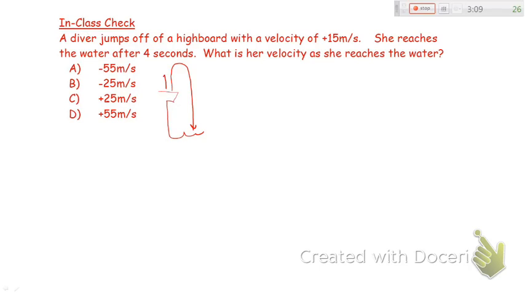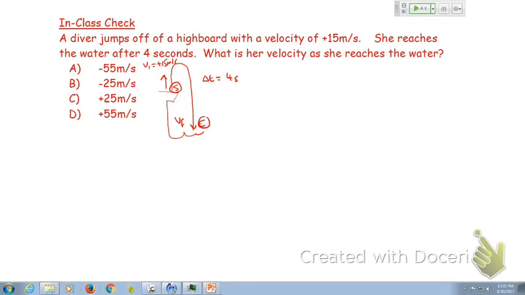So I know my VI is equal to plus 15 meters per second. She reaches the water after 4 seconds. So there's my start, and here's my end. And I know my delta T equals 4 seconds. What is her velocity as she reaches the water? The VF is what I want. So there's my visualization.